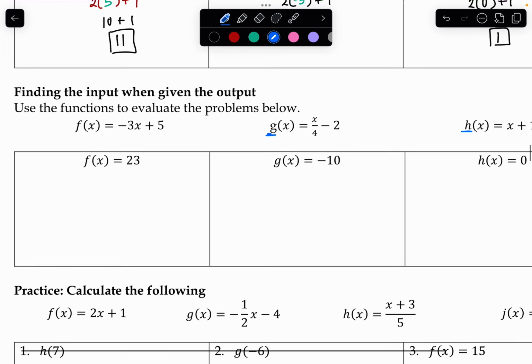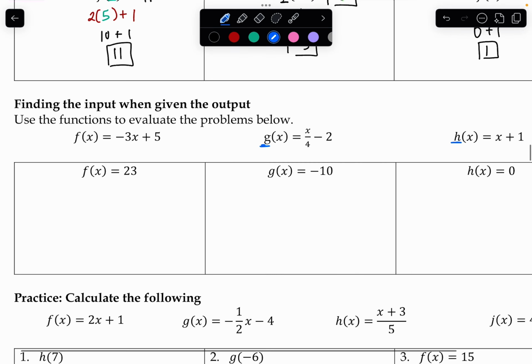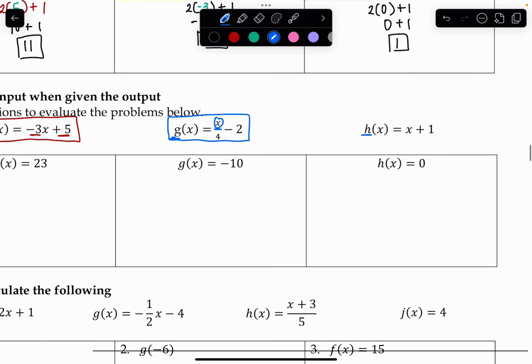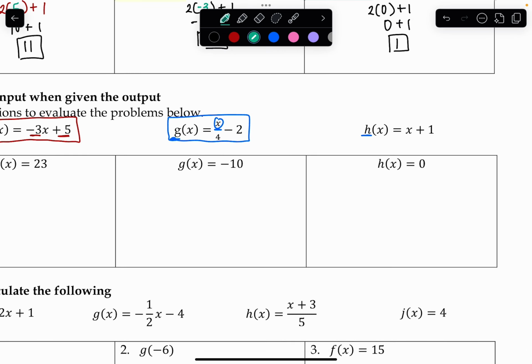Okay, in these next examples, we have 3 different functions. One of the functions is f. It says multiply your input by negative 3, then add 5. Our other function is g of x. It takes your input and divides it by 4 and then subtracts 2. And then we have h, which just adds 1 to the input.